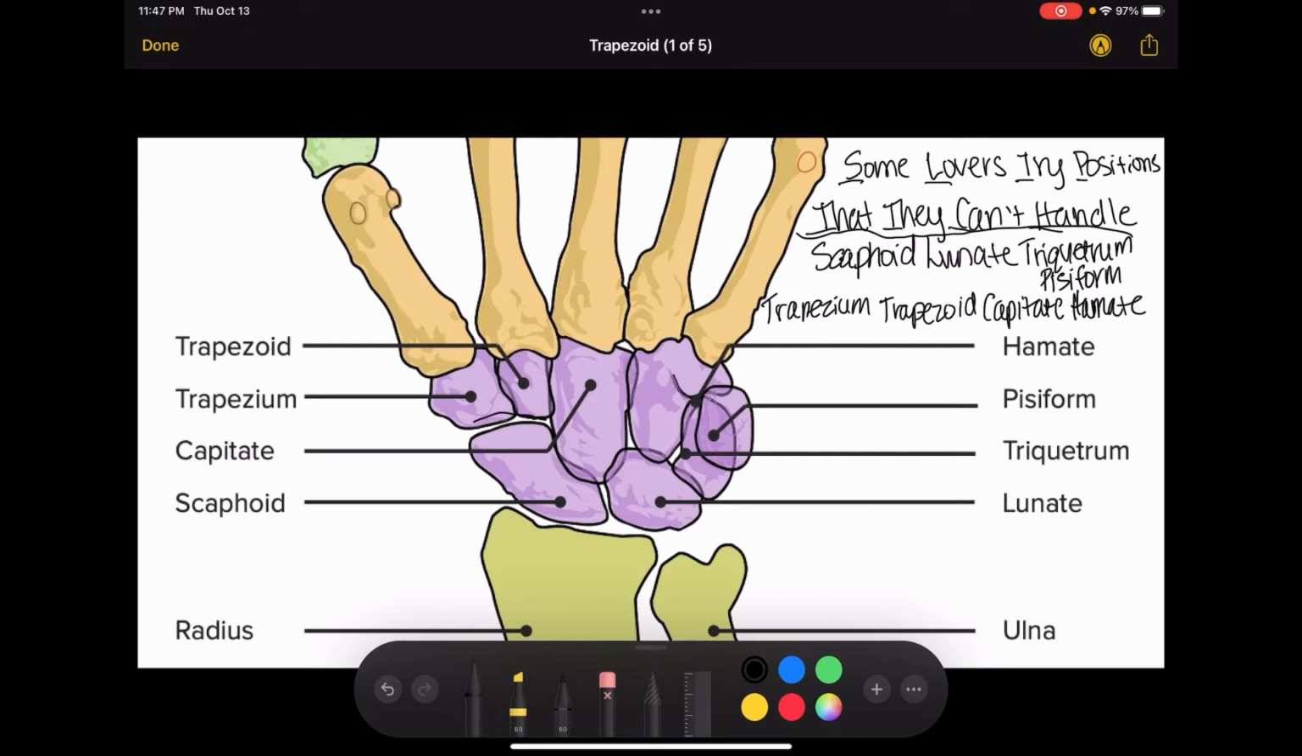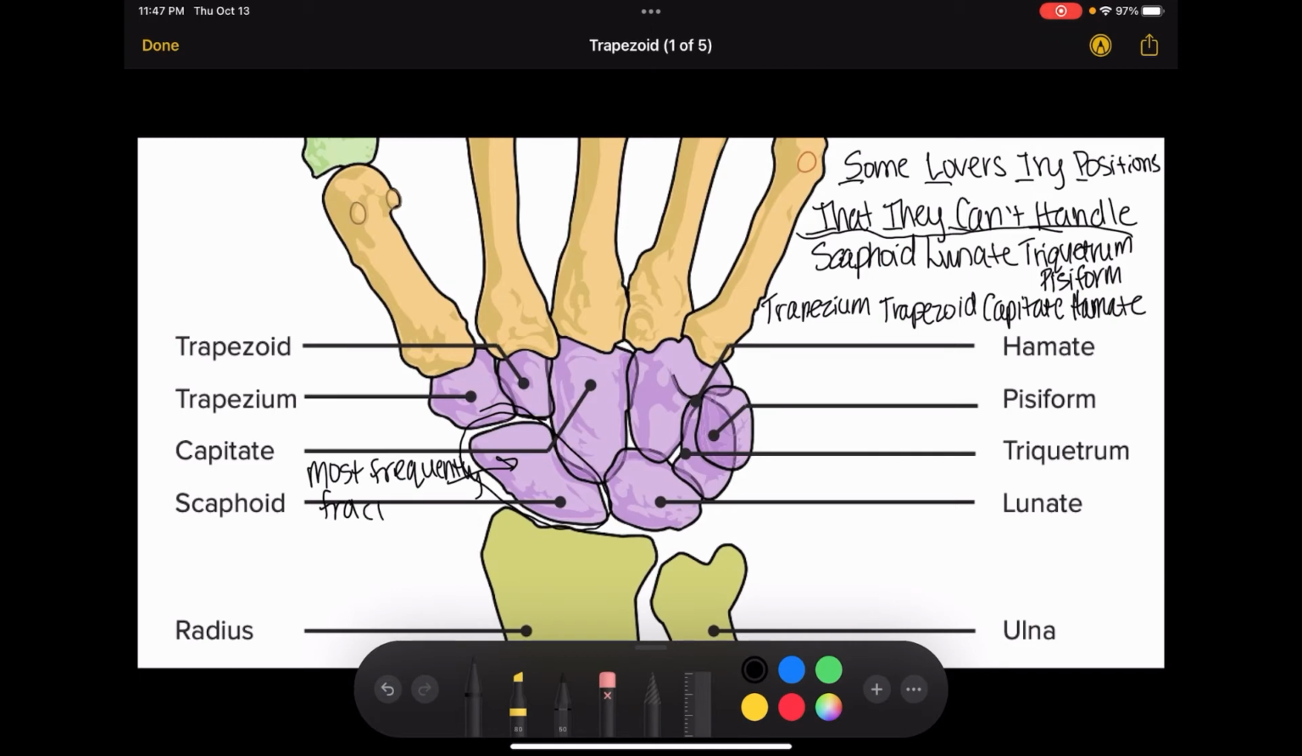The scaphoid, I always thought it looked like a peanut. Some people say it's shaped like a cashew. It's named because people thought it looks like a boat. It is the most frequently fractured bone of all of the 8 different bones in the wrist.